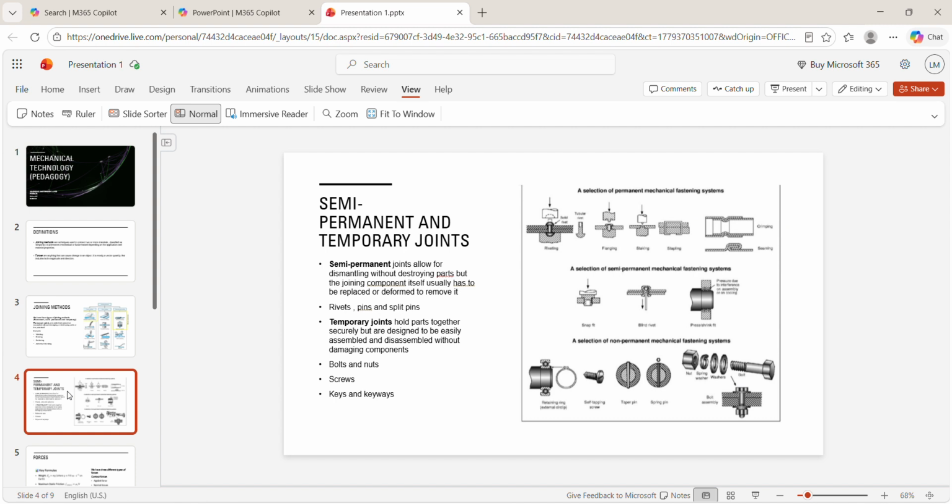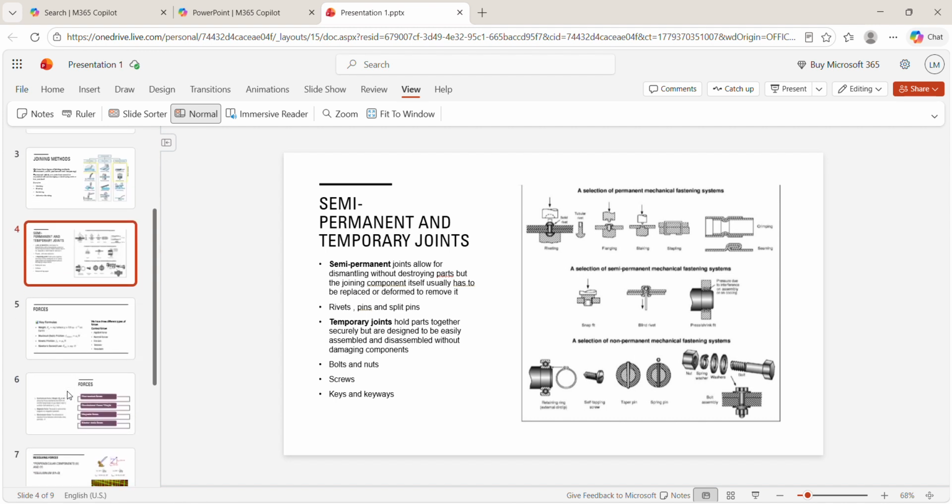Semi-permanent joints allow for dismantling without destroying parts, but the joining components themselves usually have to be replaced or deformed, which are rivets, pins, and split pins. Temporary joints hold parts together securely but are designed to be easily assembled and disassembled without damaging components, which are bolts and nuts, screws, keys, and keyways.